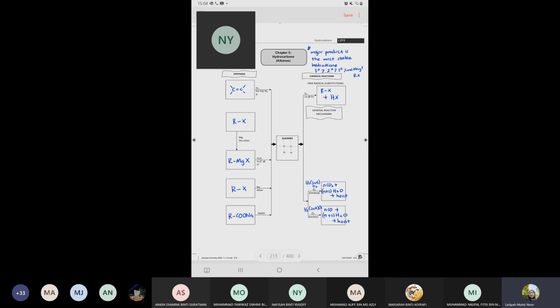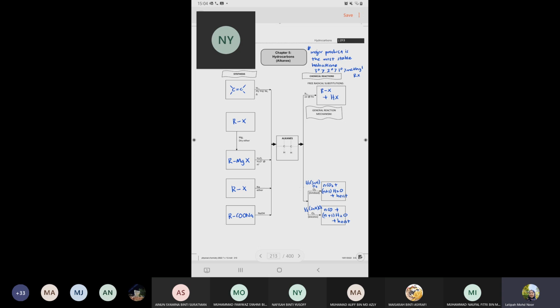When you refer to your mind map frequently, it will help you to memorize the reactions. So there is no need to memorize things like hydrogenation: alkene plus H2 gives alkane; alkene plus Br2 with UV gives haloalkane. No need to memorize like that. What you have to do is just refer to your mind map. Always refer to your mind map.